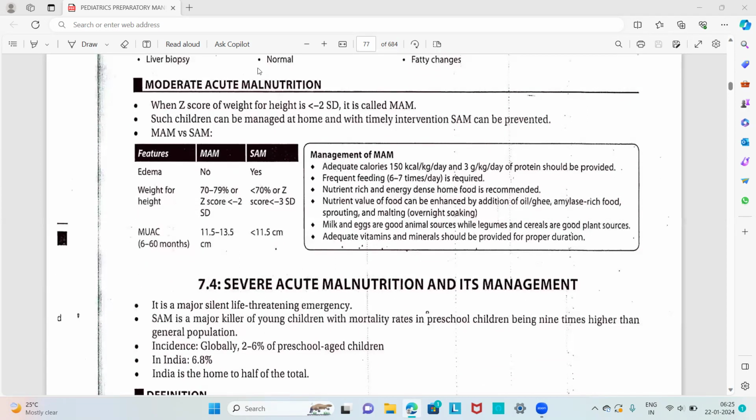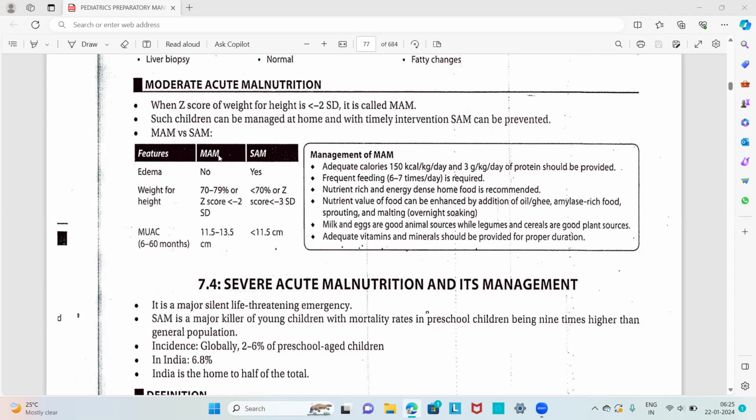Then a little bit about moderate acute malnutrition. When the Z score of weight for height is less than minus 2 standard deviation, it is called moderate acute malnutrition. Such children can be managed at home and do not need to be admitted to the hospital. With timely intervention, severe acute malnutrition can be prevented. This is moderate acute malnutrition versus severe.